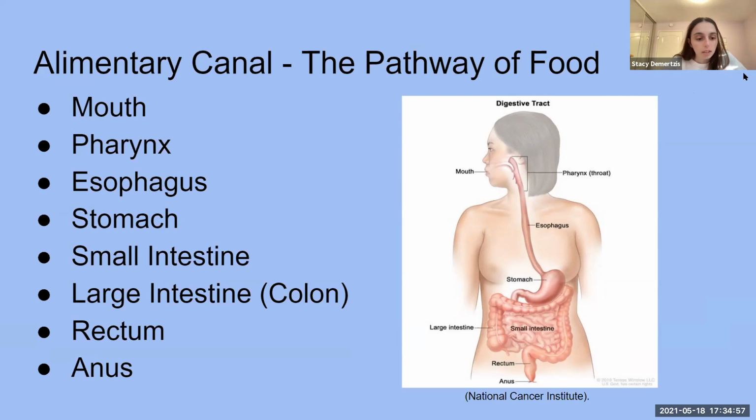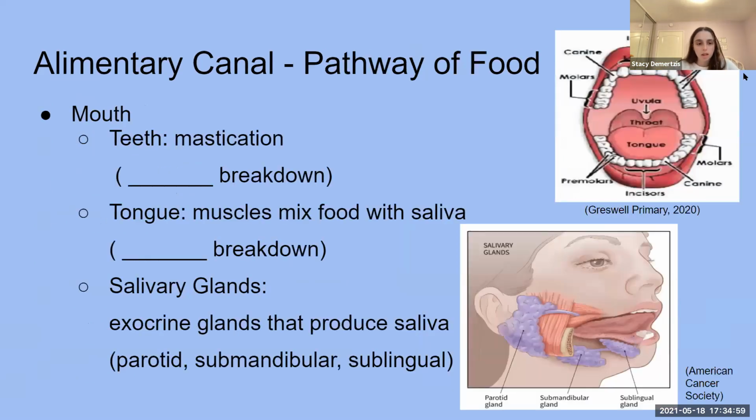Go to the next slide. So let's dive into each part of the alimentary canal or the pathway of food. What is involved when food enters our mouth? So our teeth. Our teeth are responsible for mastication, otherwise known as chewing. And so it's going to break down food. What kind of breakdown would that be? What I'm looking for is something you learn a lot about in the digestive system, mechanical breakdown versus chemical breakdown. What kind of breakdown would mastication be?